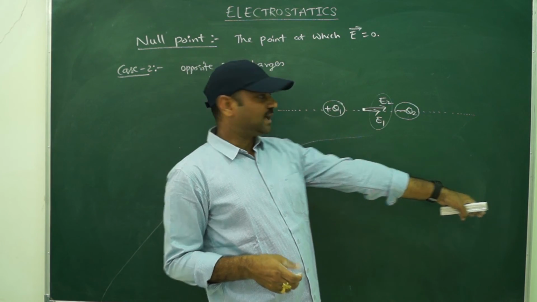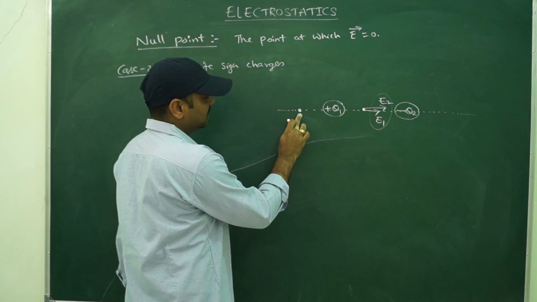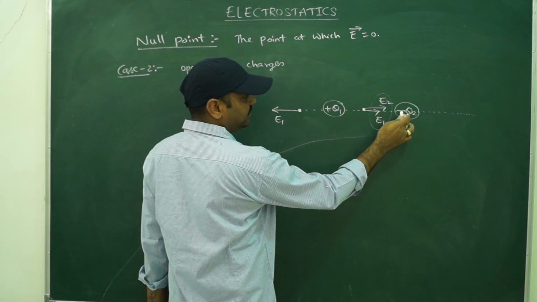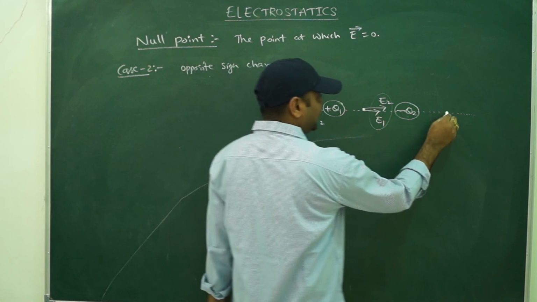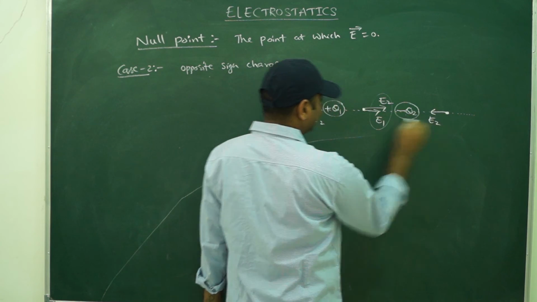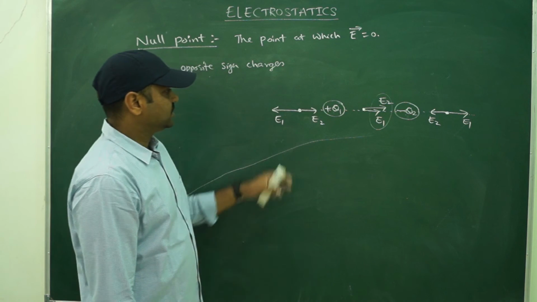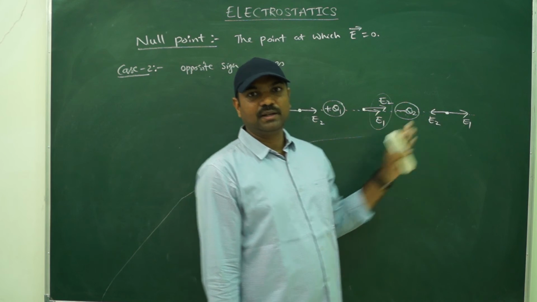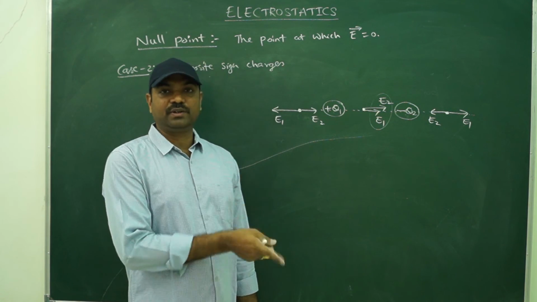It depends on the charge magnitude. So let me talk about one point on the left side. Because of plus q1, field will be away, and because of this charge, field will be towards. Similarly, if I take one point on the right side, because of negative charge, field will be towards, and because of positive charge, field will be away. So here there is a chance for null point. Here also there is a chance for null point. But to get null point, there is one more condition, that is E1 should be equal to E2.